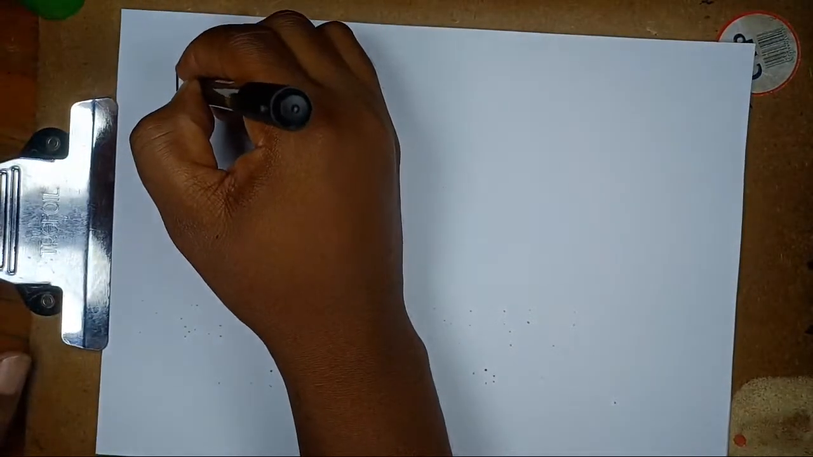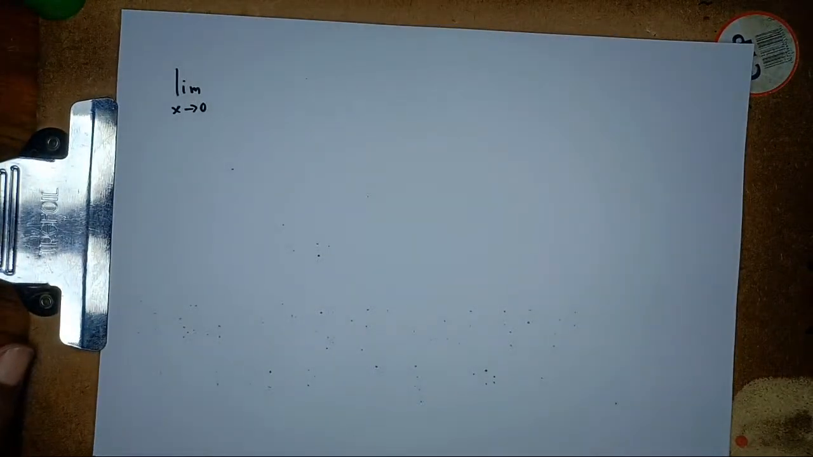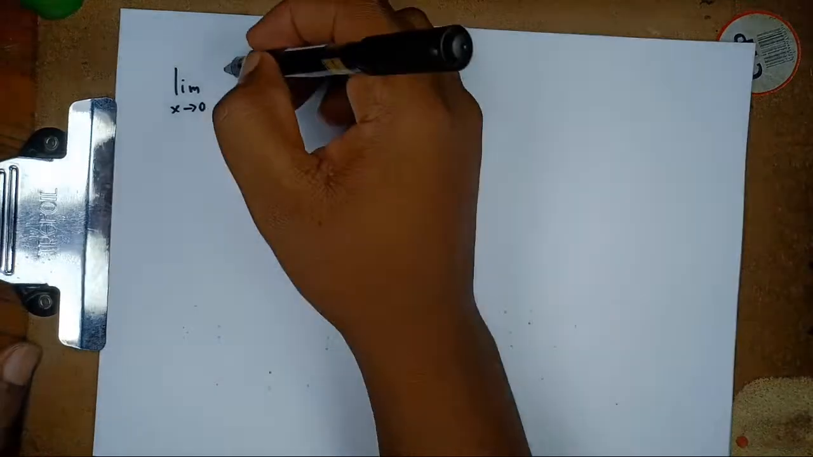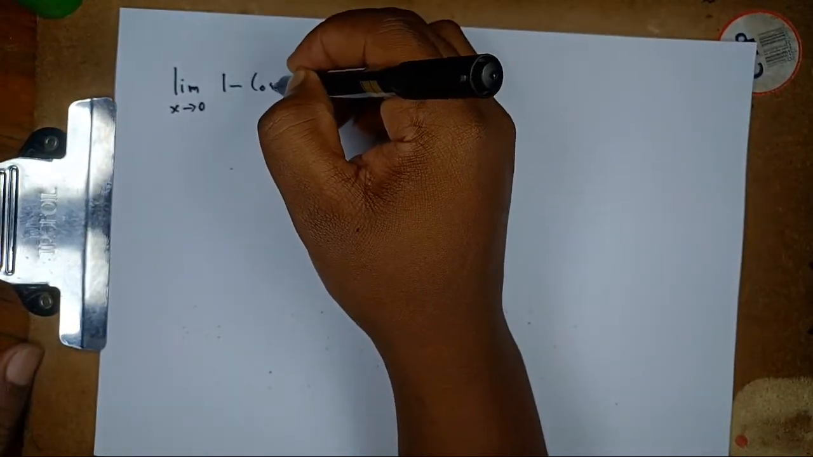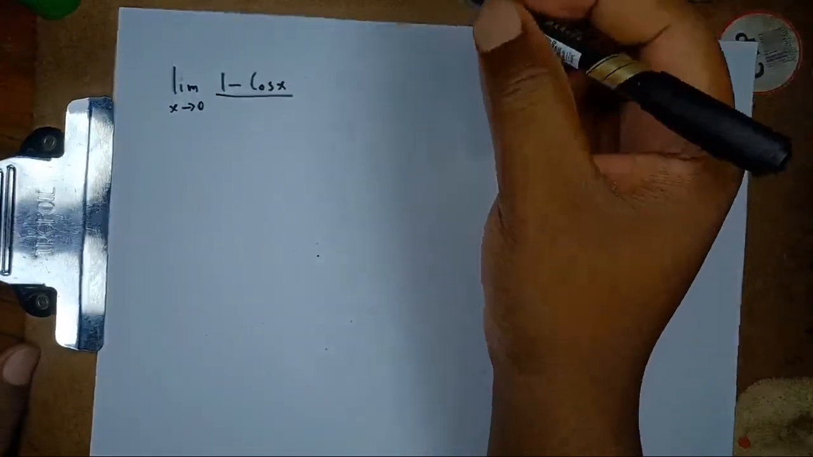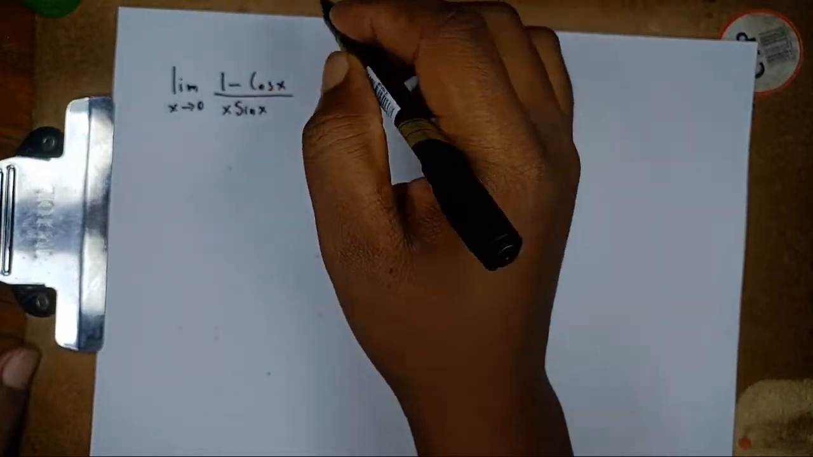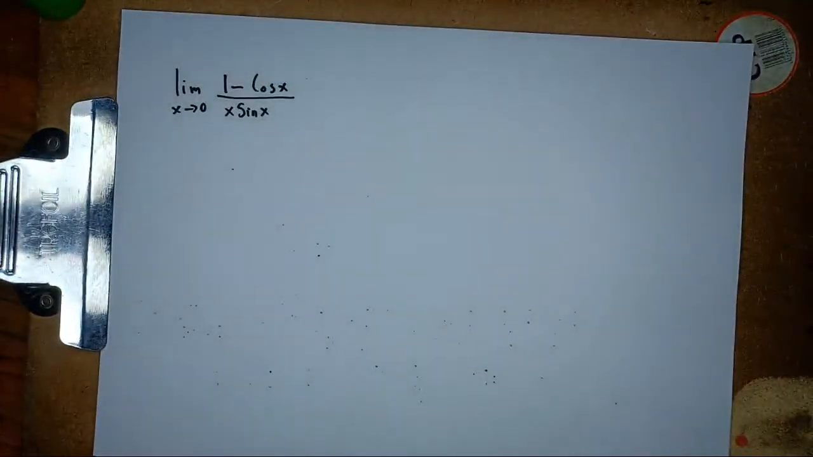So the question is, the limit as x approaches 0 of 1 minus cos x over x sine x. Okay, so how do we find the limit?